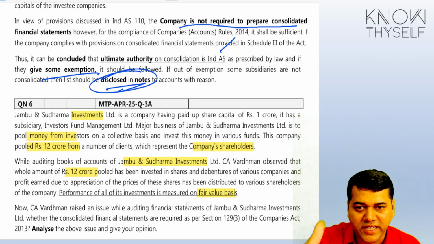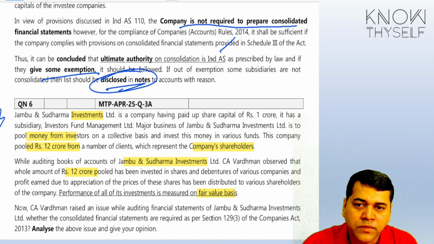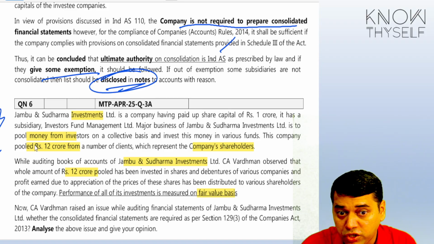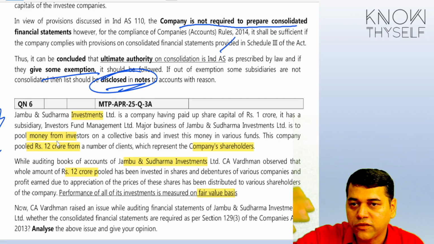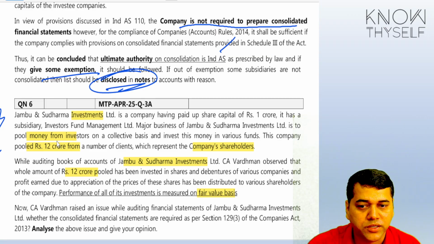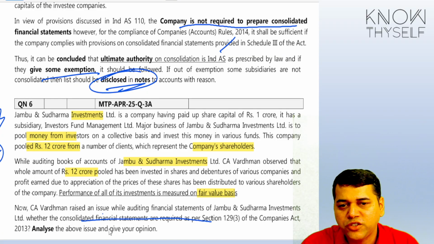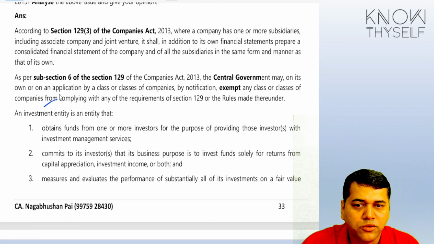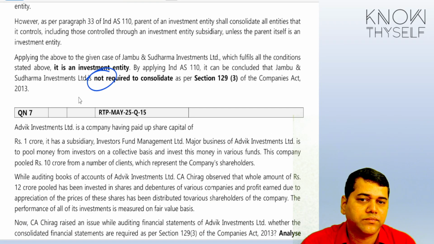Okay, from this context only you understood that they are talking about chapter number 13, concept number 1, about consolidation, because they are speaking about investment entity and all. The rest of the topics we are not going to speak about. Now, CA Vardhaman raised an issue while auditing whether the CFS is required. So concept number 1. Analyze the issue. Okay, it's a very similar answer. You will write all the same story and say it is not required.